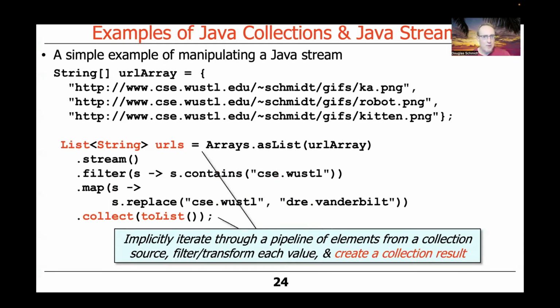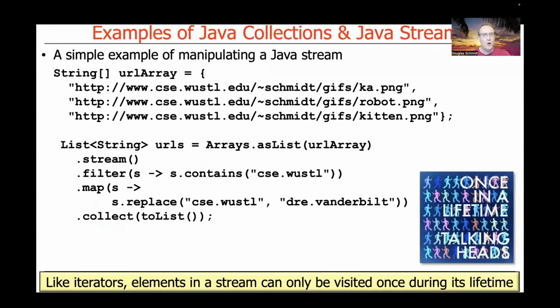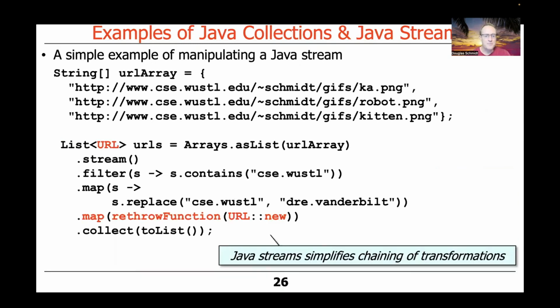So this program, unlike the one before, is declarative, not imperative. It uses internal iteration, not external iteration. And because of this, it's very easy to do other things. One interesting thing to note is, like an iterator, a stream can only be visited once during its lifetime. So we have to make sure you don't try to use the same stream without using a factory method to create it from its input source again.